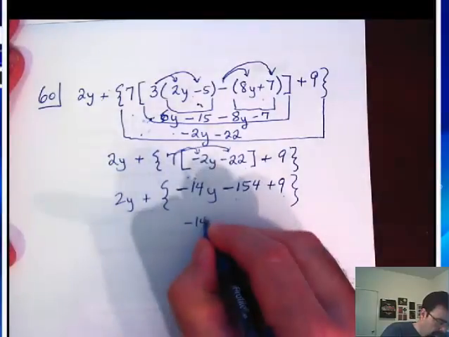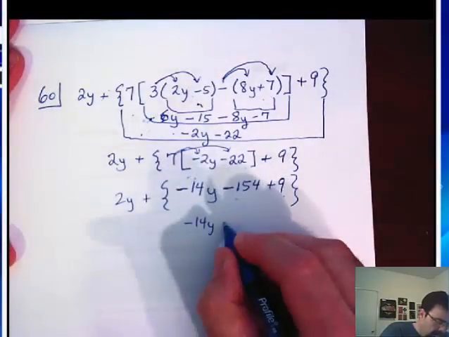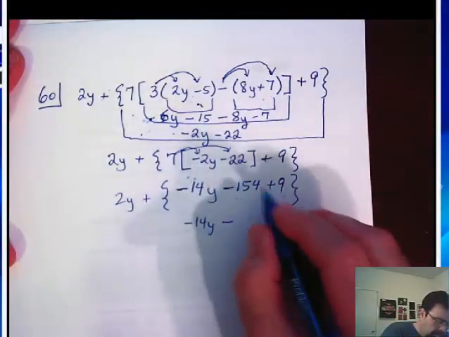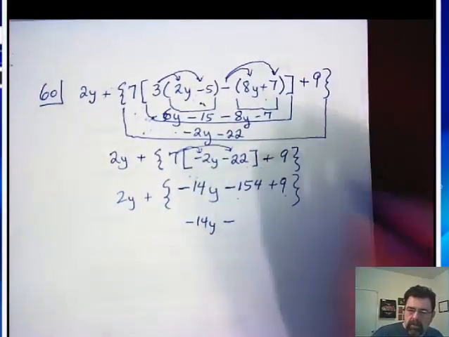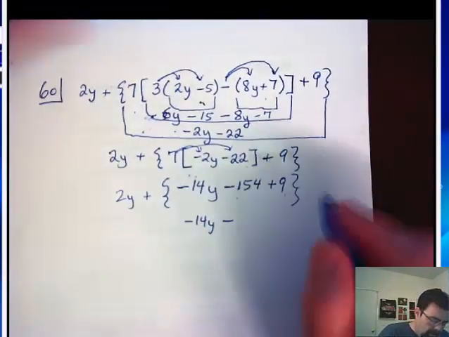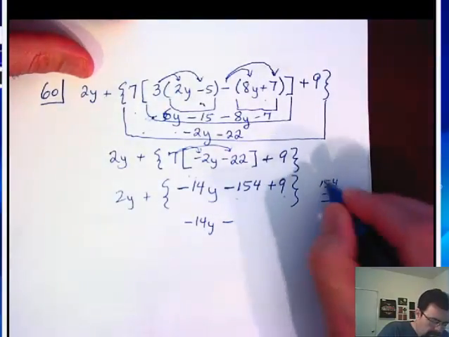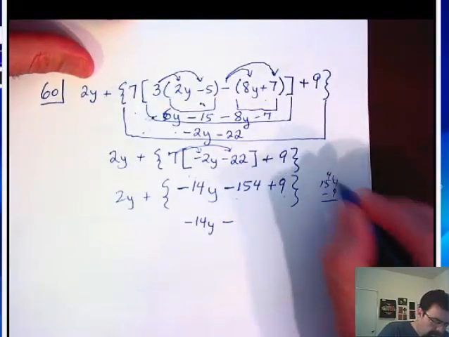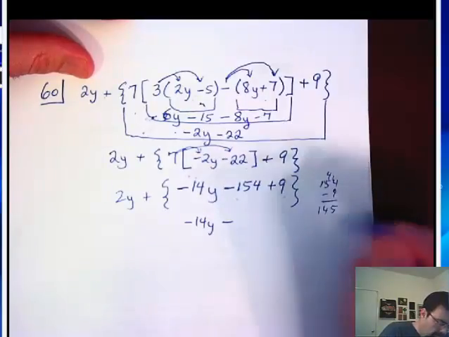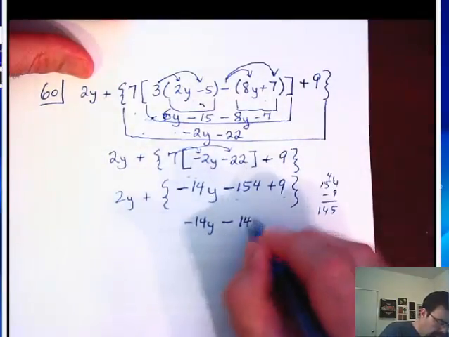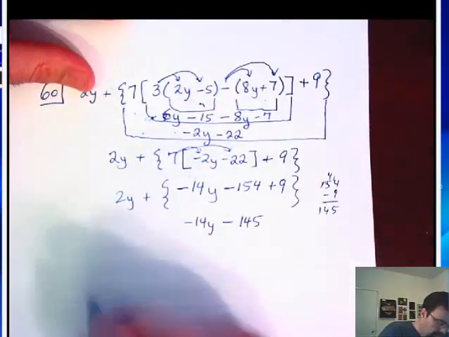I'm going to combine like terms. Minus 14y minus, see, 154 minus 9. I should be able to do that. 145.